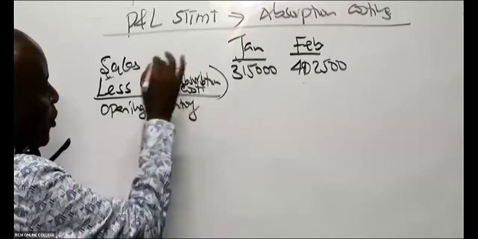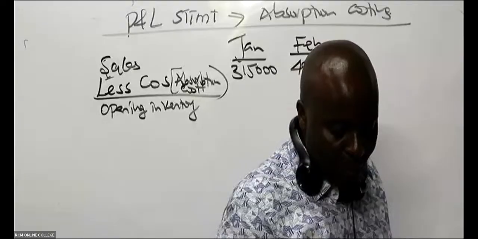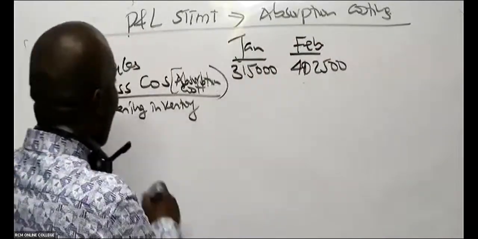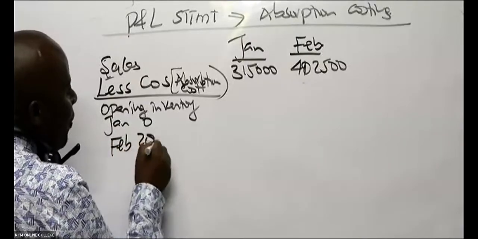Opening inventory. My good students, if you look at this, in the month of January we produced 11,000 and we only sold 9,000. So opening inventory is 0, isn't it? But February opening inventory, you gave me 2,000. So January opening inventory is 0, but February opening inventory is 2,000.